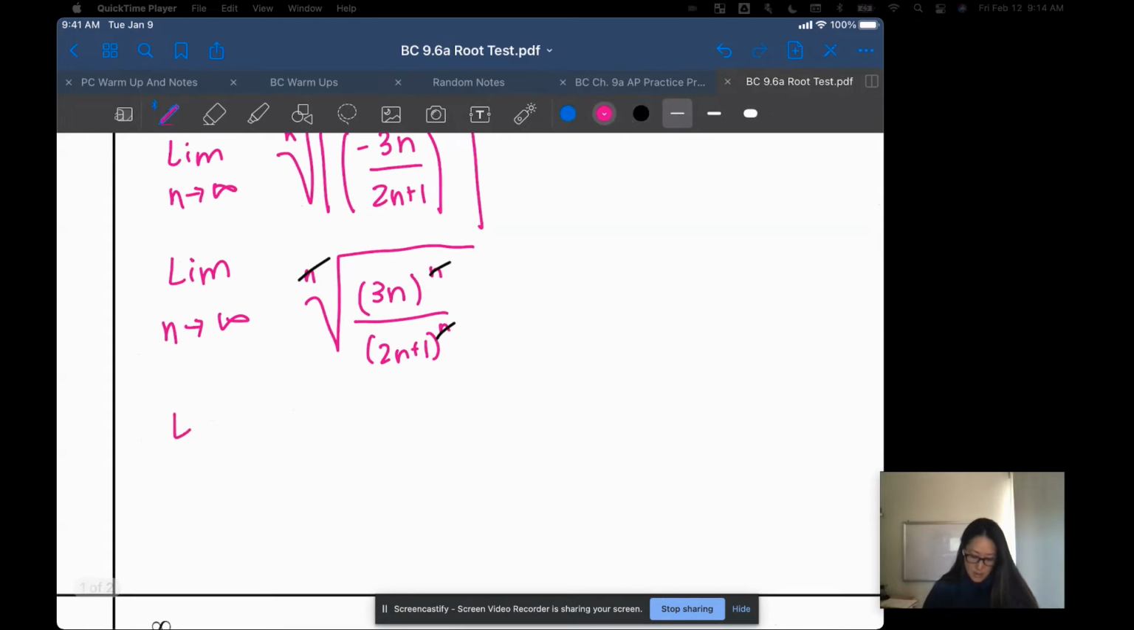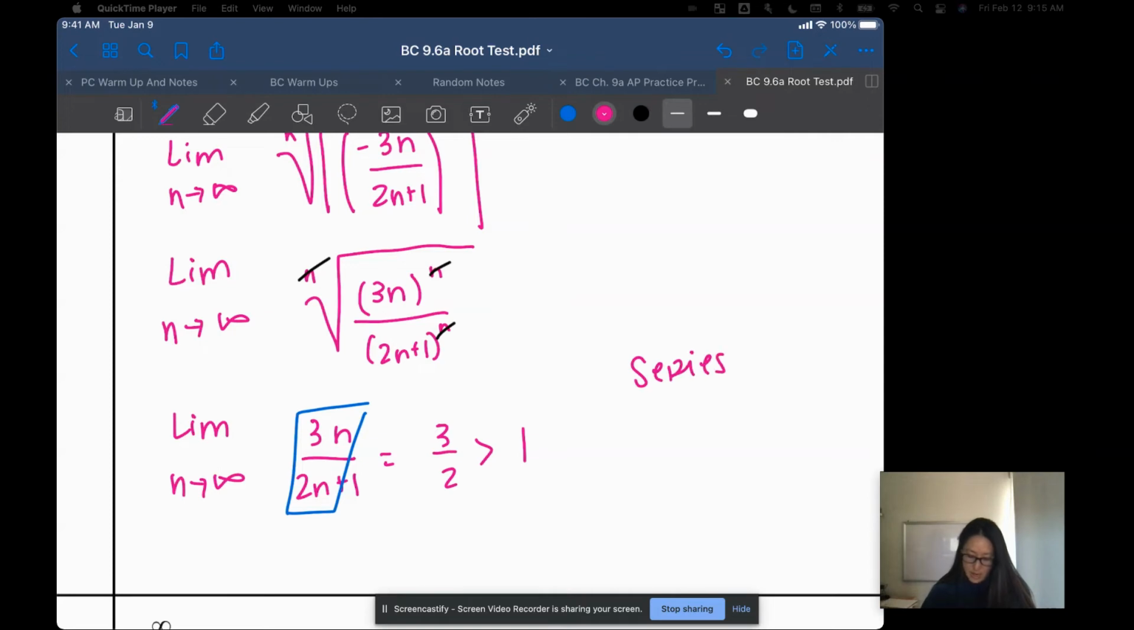So the limit as n approaches infinity of 3n over 2n plus 1, the numerator and the denominator grow at an almost equal rate. So we go ahead and divide the leading terms. And I get 3 over 2, which is greater than 1. So the series diverges by root test.